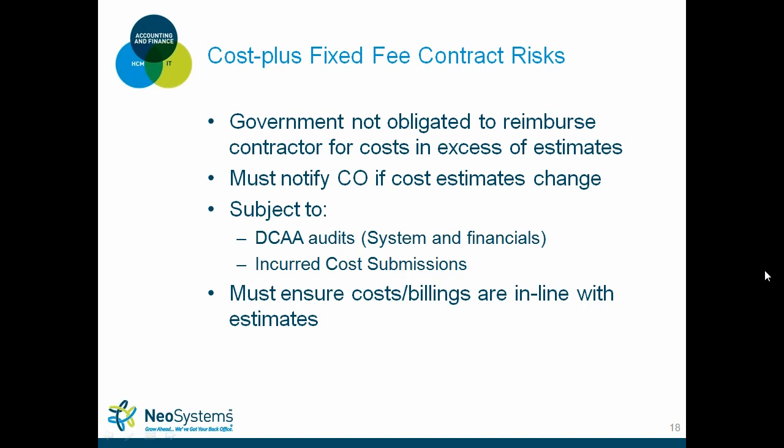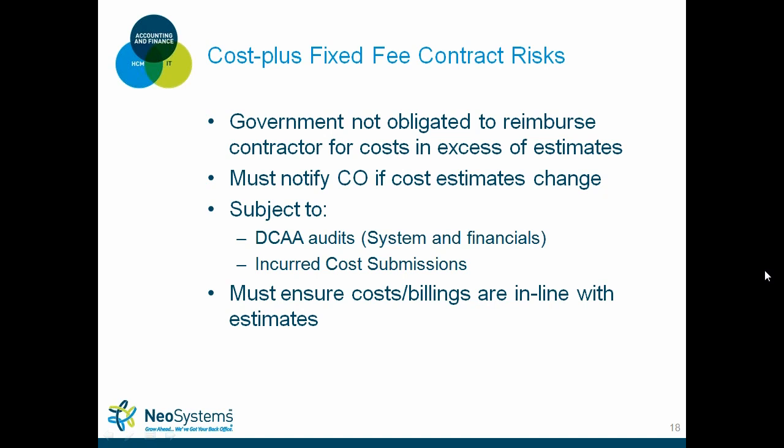The government is not obligated to reimburse the contractor for costs. So in the same scenario, if you bid 30% and you ended the year at 45%, let's say, the government's not going to pay you that difference. They might give you some of it, but if you've vastly bid inaccurately and ended up 15% over what you bid, the government most likely won't reimburse you for that.